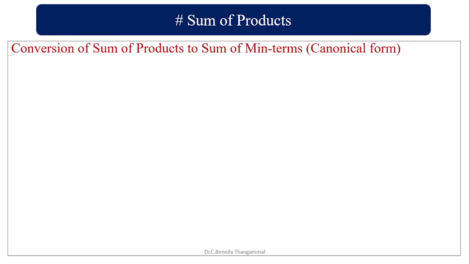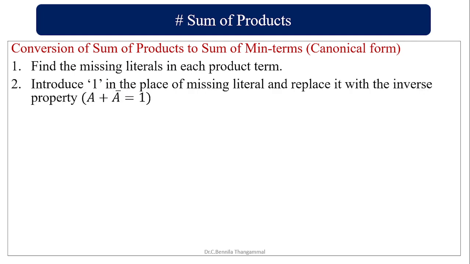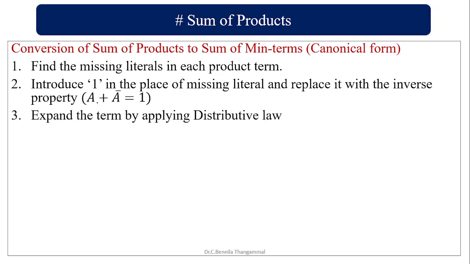Okay. So now we'll see how to convert the sum of products to a sum of min terms or canonical form. The procedure is, first, find the missing literals in each and every product term, and that missing term should be replaced by 1, and then this 1 will be replaced by the inverse property, using whichever literal is missing. Then you expand the term by applying the distributive law, and fourth, remove the redundant terms. So you will be getting your canonical form or sum of min terms.